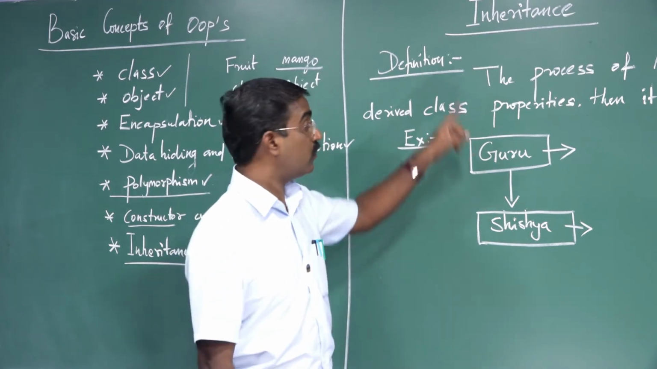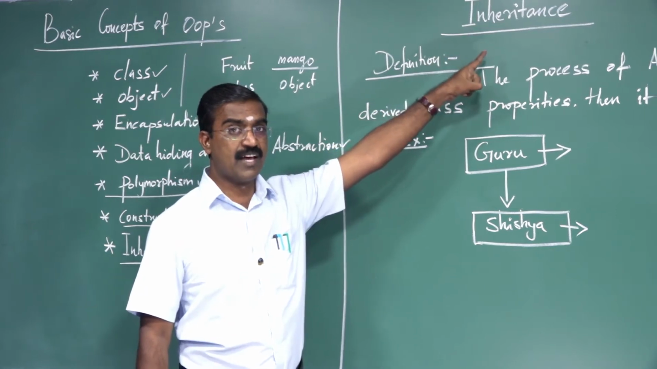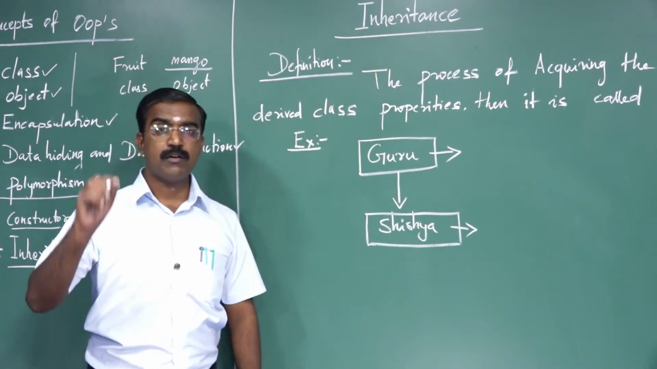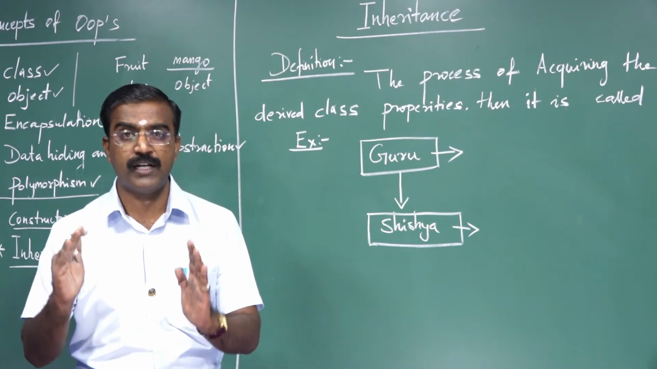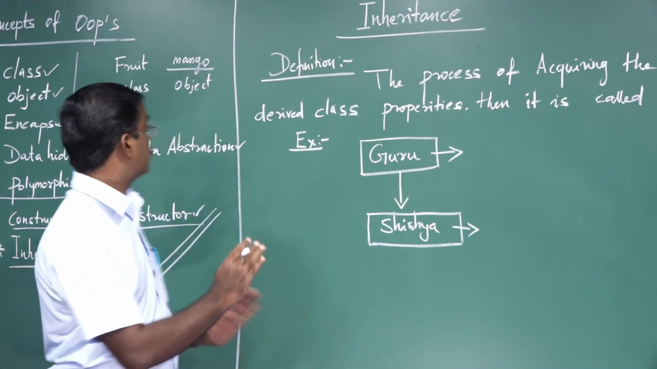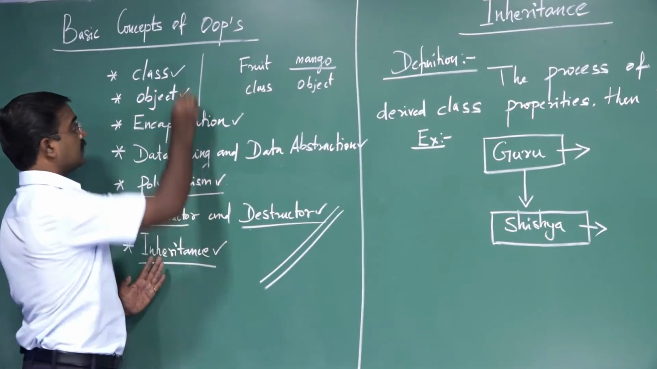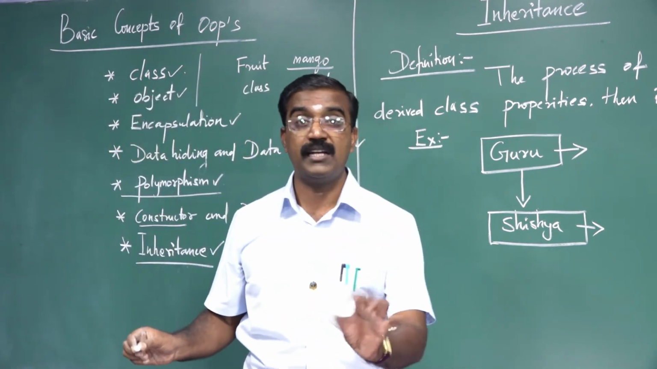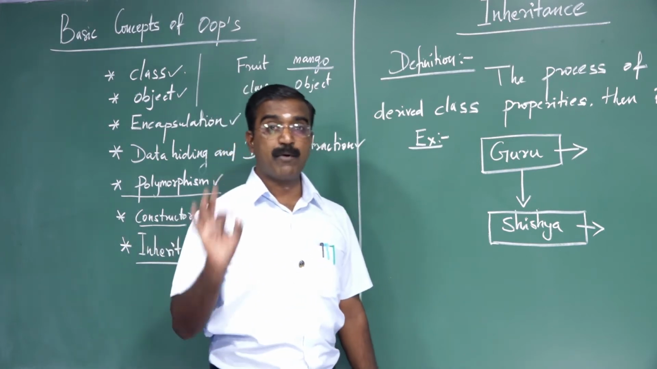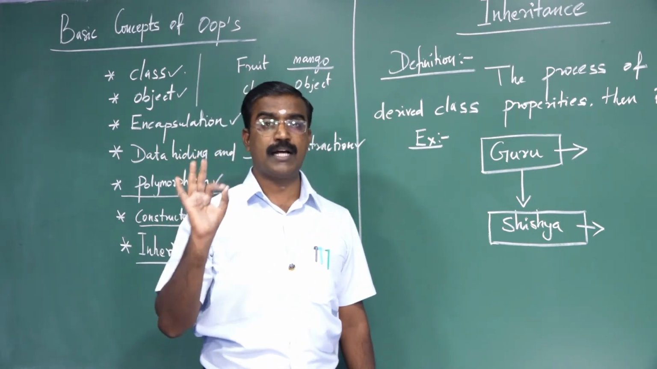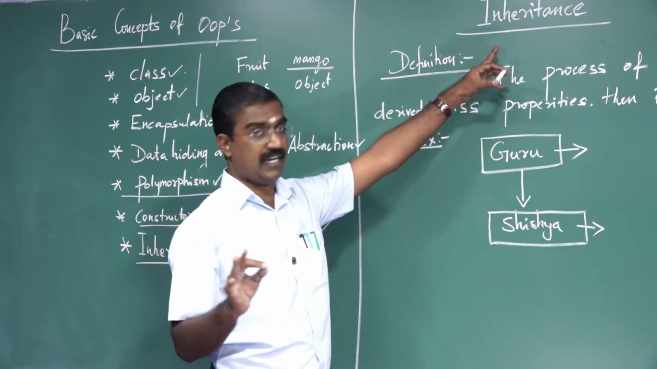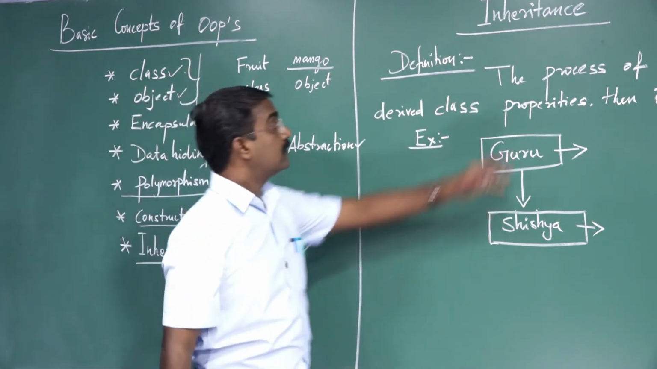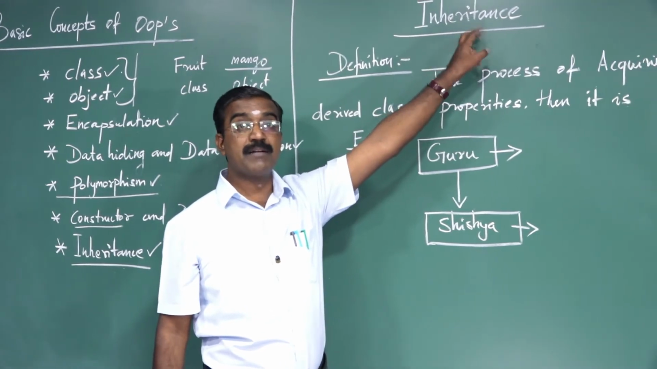My dear children, what is the definition of inheritance? This is a very, very important concept in OOPS. This question will be asked: which of the following is the most powerful in OOPS? The options will be polymorphism, inheritance, classes and objects, encapsulation. I think the exact answer is inheritance. So the most powerful concept in OOPS is inheritance. The most important concepts in OOPS are classes and objects, but the most powerful in C++ is inheritance.